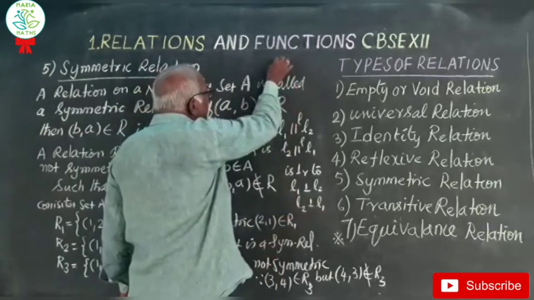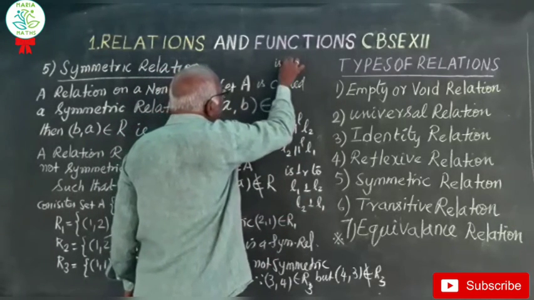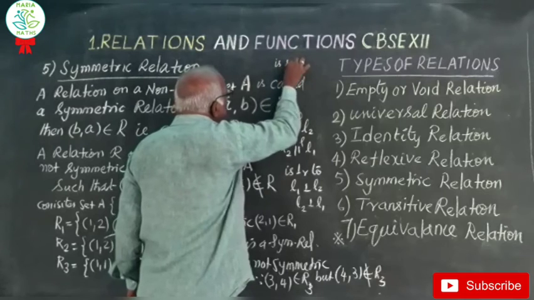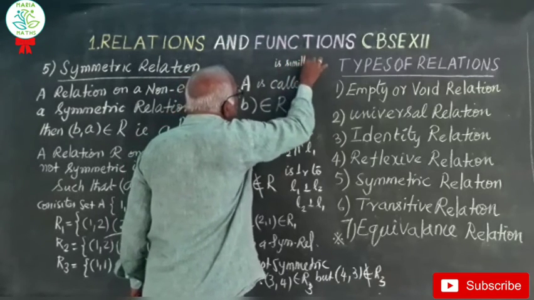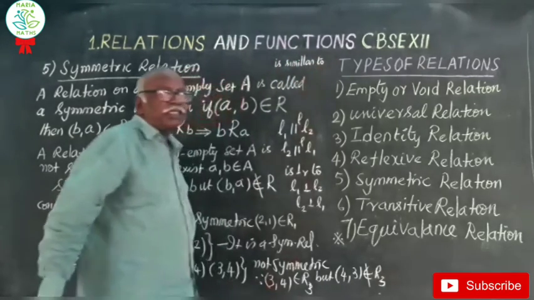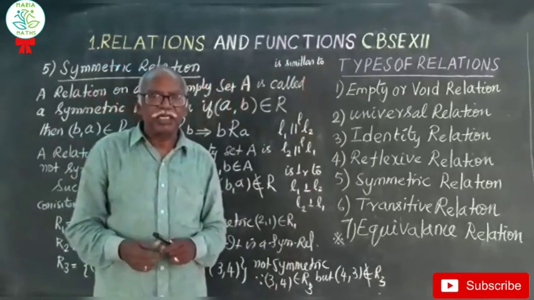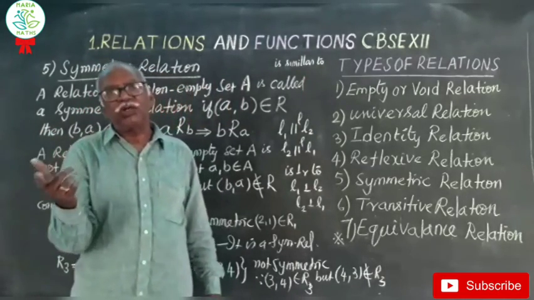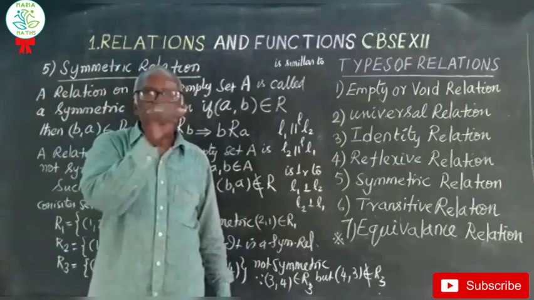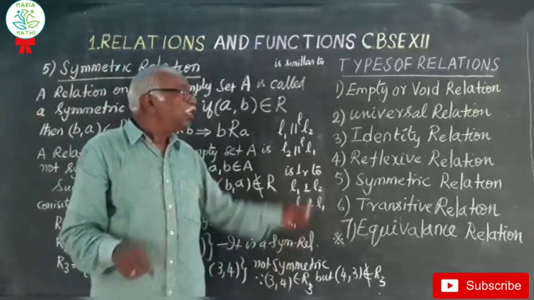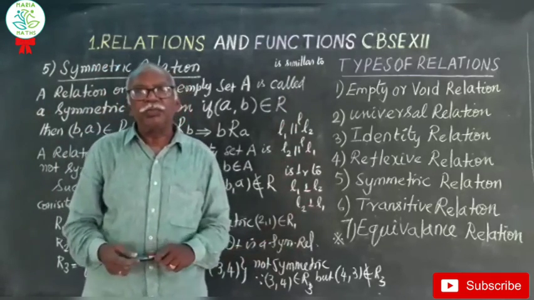"Is similar to" in triangles is also a symmetric relation. Triangle 1 is similar to triangle 2. In turn, triangle 2 is similar to triangle 1. Therefore, these are all examples of symmetric relations.